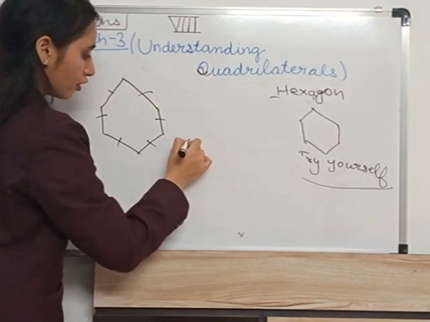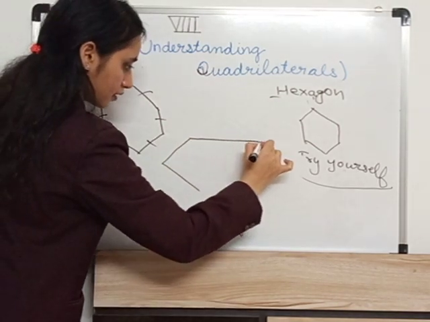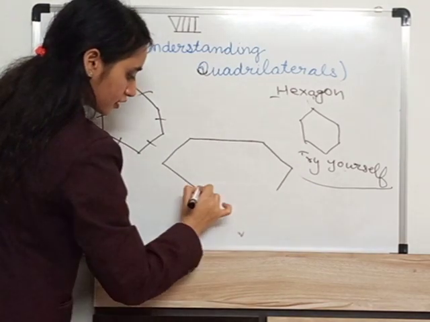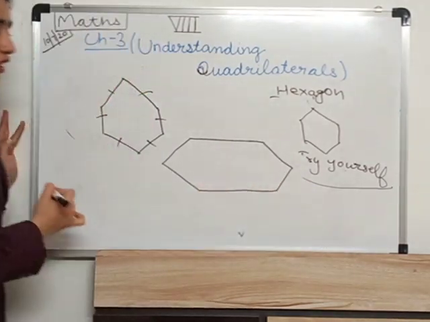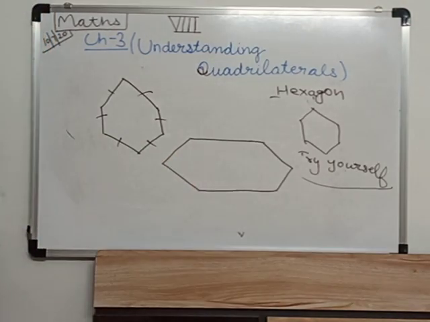Okay. If we draw hexagon like this, this is an irregular hexagon because all sides are not equal.